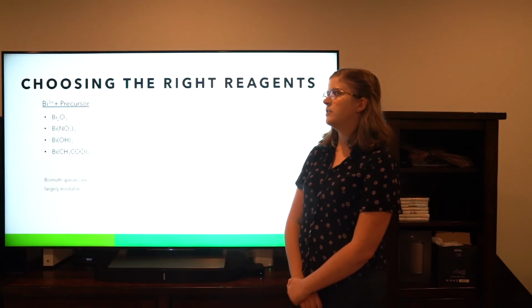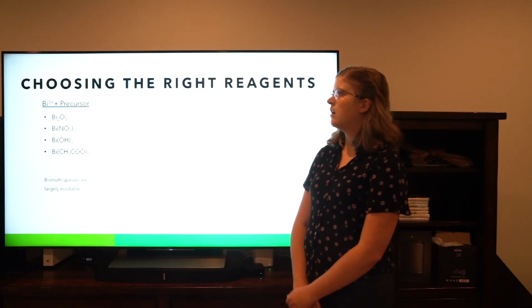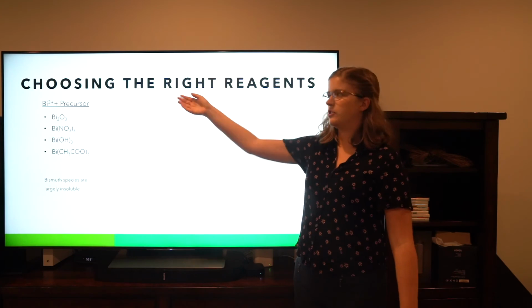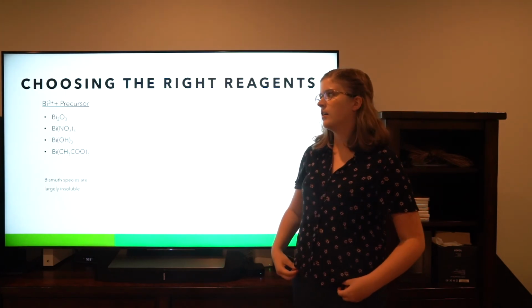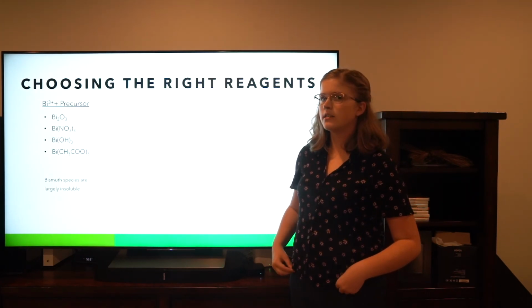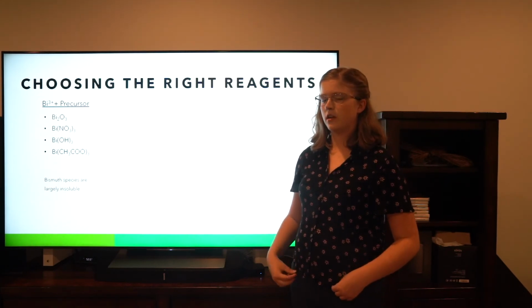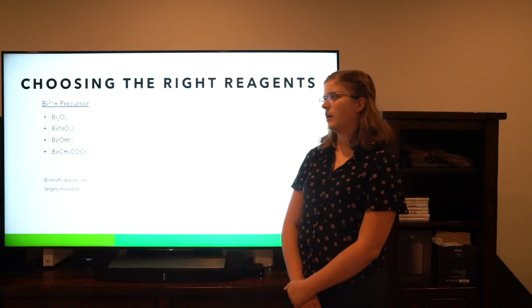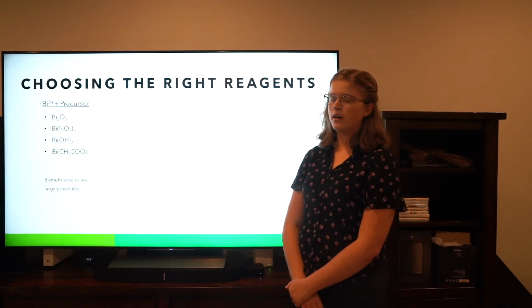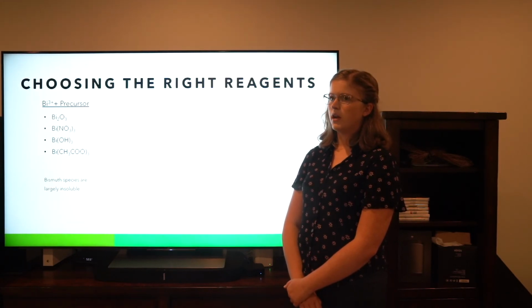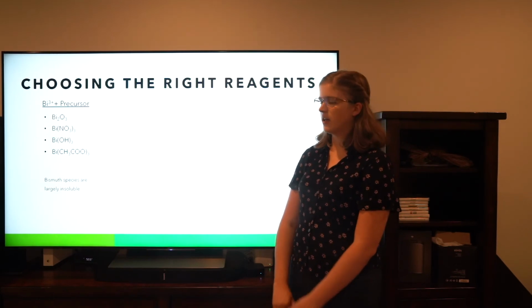This meant that it was important to choose the right reagents, starting with our bismuth species. I considered the oxide, the nitrate, the hydroxide, and the acetate, and all of them were largely insoluble in water. But bismuth hydroxide was the most soluble in water, so that's what I chose to be my bismuth species.